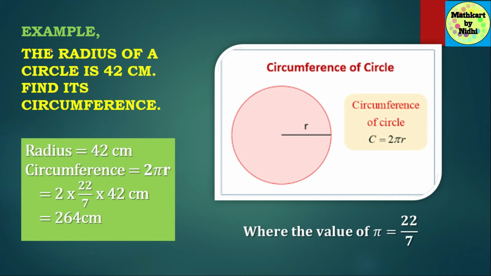Now, for example, the radius of a circle is 42 centimeter. Find its circumference. So radius is 42 centimeter. The circumference formula we have just learned, 2 pi r. So we will put the values. 2 will remain 2. Instead of pi, we will write 22/7, and in place of r, we will write 42. Now again we will perform the basic calculations. We know that 42 is a multiple of 7. So we can do 7 ones are 7 and 7 sixes are 42. Now we are left with 2 multiplied by 22 multiplied by 6. That is equal to 264 centimeters. So the circumference of this given circle is 264 centimeters.